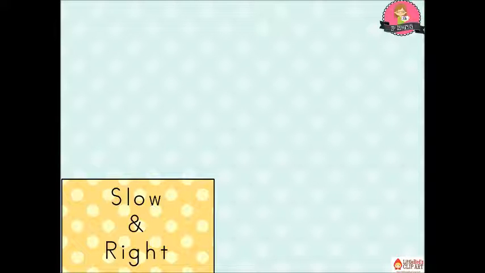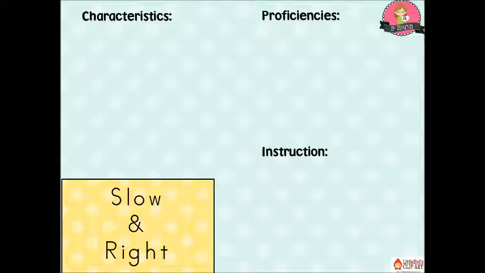Let's talk about the slow and right reader. The slow and right reader has certain characteristics. Also, we're going to look at certain proficiencies, and then we're going to talk about instruction for the slow and right reader. First, let's just identify the characteristics of a slow and right reader.